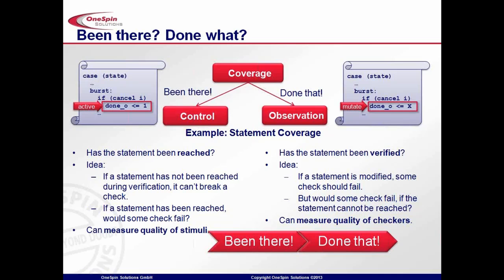So what is the whole idea? With the controllability, we measure the quality of our stimuli, and in the case of observability, the quality of our checkers we developed.